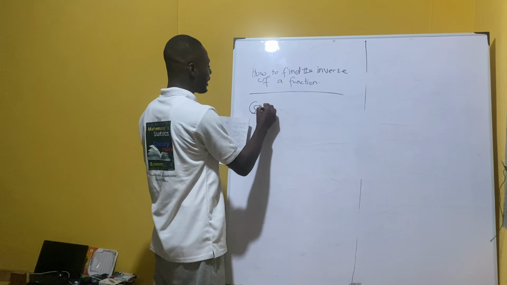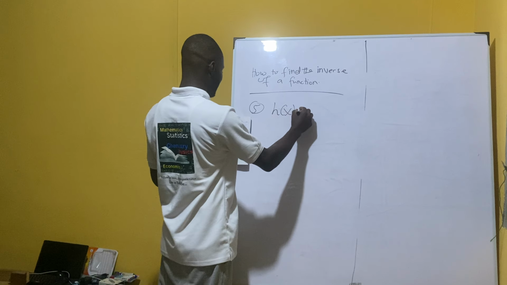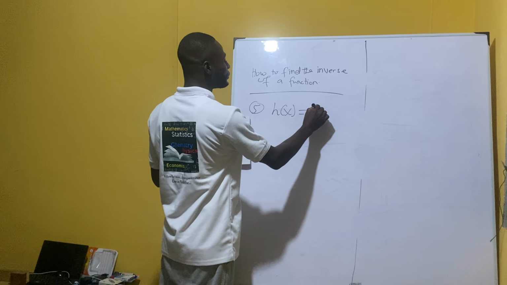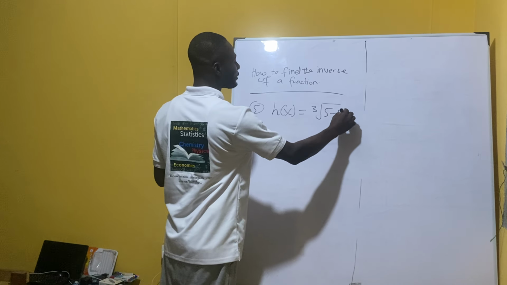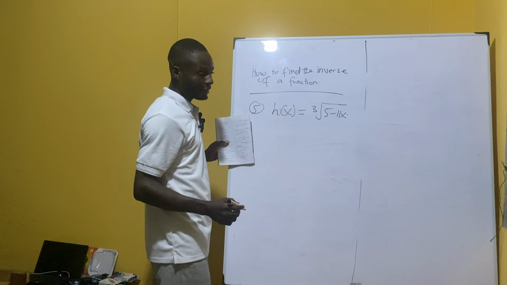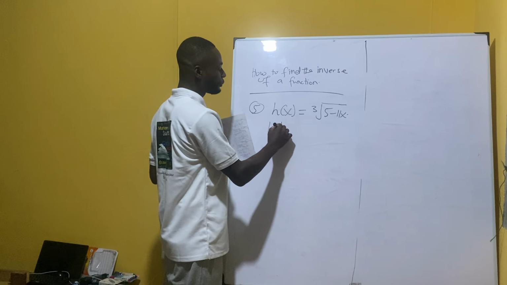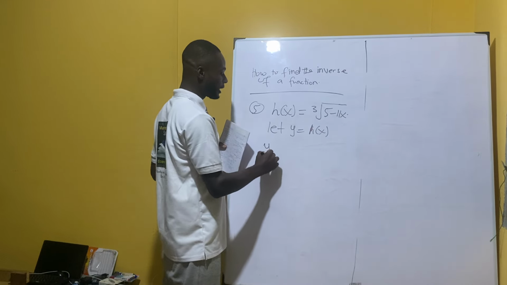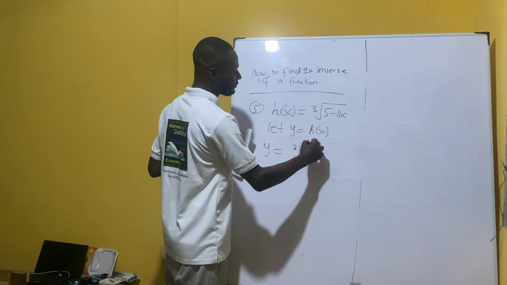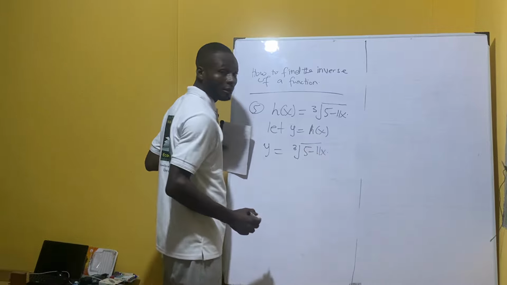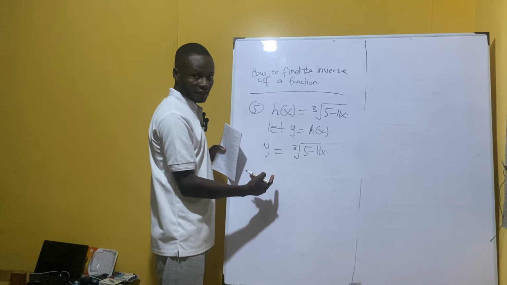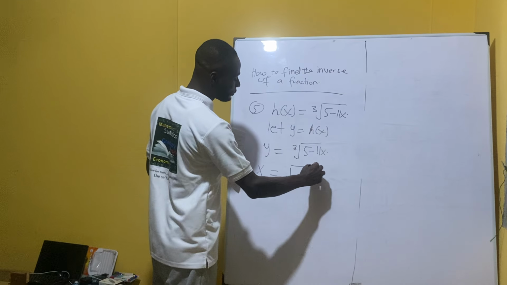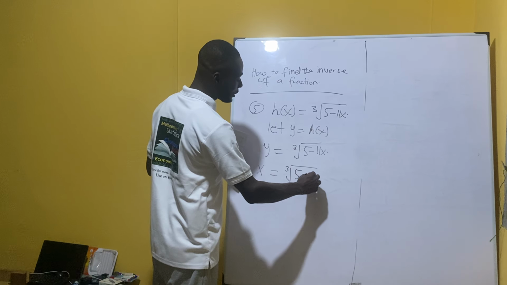So problem 5, the function is h of x is equal to the cube root of 5 minus 11x, right? Here we do the same process. y should be equal to h of x, so we have y equals cube root of 5 minus 11x. Here we interchange the position of the x and the y. So we have x equal to the cube root of 5 minus 11y, right?